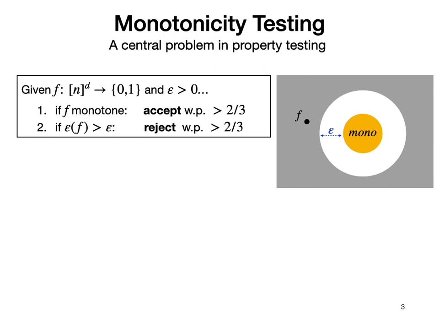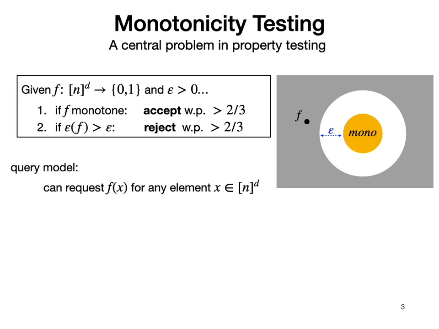So the problem asks us to design a randomized algorithm called the tester, which is given query access to some input function f and some distance parameter epsilon, and should distinguish with high probability between the case when f is monotone and f is far from any monotone function. So formally, the distance to monotonicity is greater than epsilon. And the query model that we consider is quite simple.